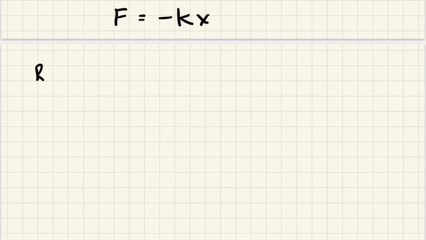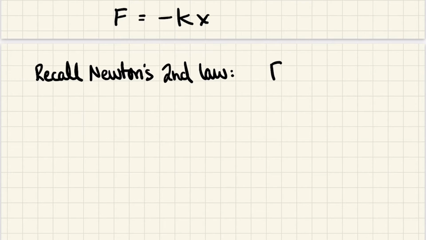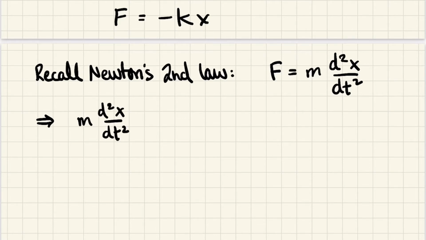Well, let's recall Newton's second law. The net force acting on a body is equal to the mass of that body multiplied by that body's acceleration, which we'll write as the second derivative of x. Combining these two equations, we have the net force, which is m times d squared x over dt squared, is equal to negative kx. All right, this is starting to look like a differential equation. It is a differential equation, and it's second order as well, so it fits right in here in chapter 5.